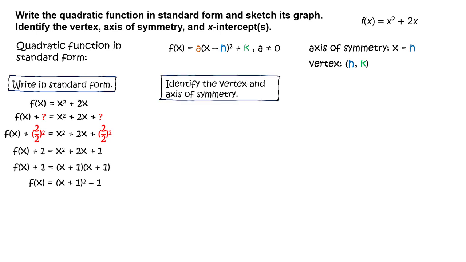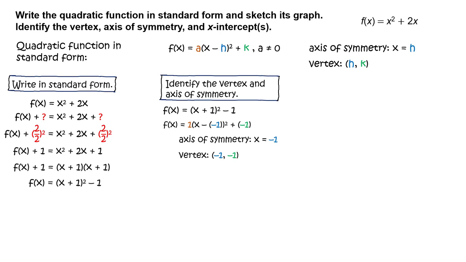Next, identify the vertex and axis of symmetry. First, write f of x equals the quantity x plus 1 squared minus 1. Rewrite as f of x equals 1 times the quantity x minus negative 1 squared plus negative 1. So, the axis of symmetry is the vertical line with equation x equals negative 1, and the vertex is the point negative 1, negative 1.